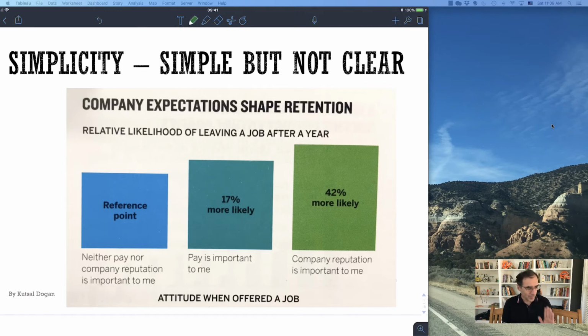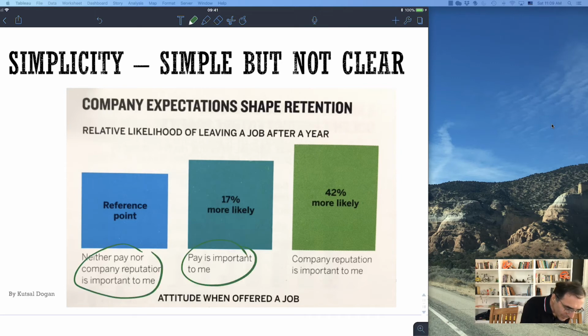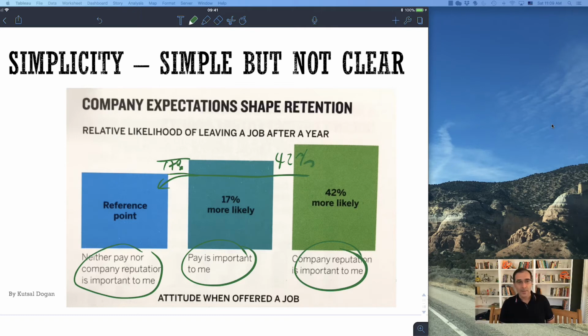Okay, and then you have people who say pay is more important to me. They are 17% more likely than the reference point, and the people who say reputation is more important, they're 42% more likely to quit. However, this chart is not very clear. I mean, you have to actually understand this. Someone has to explain it, just like I did. If you look at the chart itself, it's hard to tell. You have to travel, you have to read each of these points to figure out what's going on, and then you say, okay, this is the comparison. That's a 17% difference, and this difference right there is 42%. Okay, right? But the chart itself is not clear.